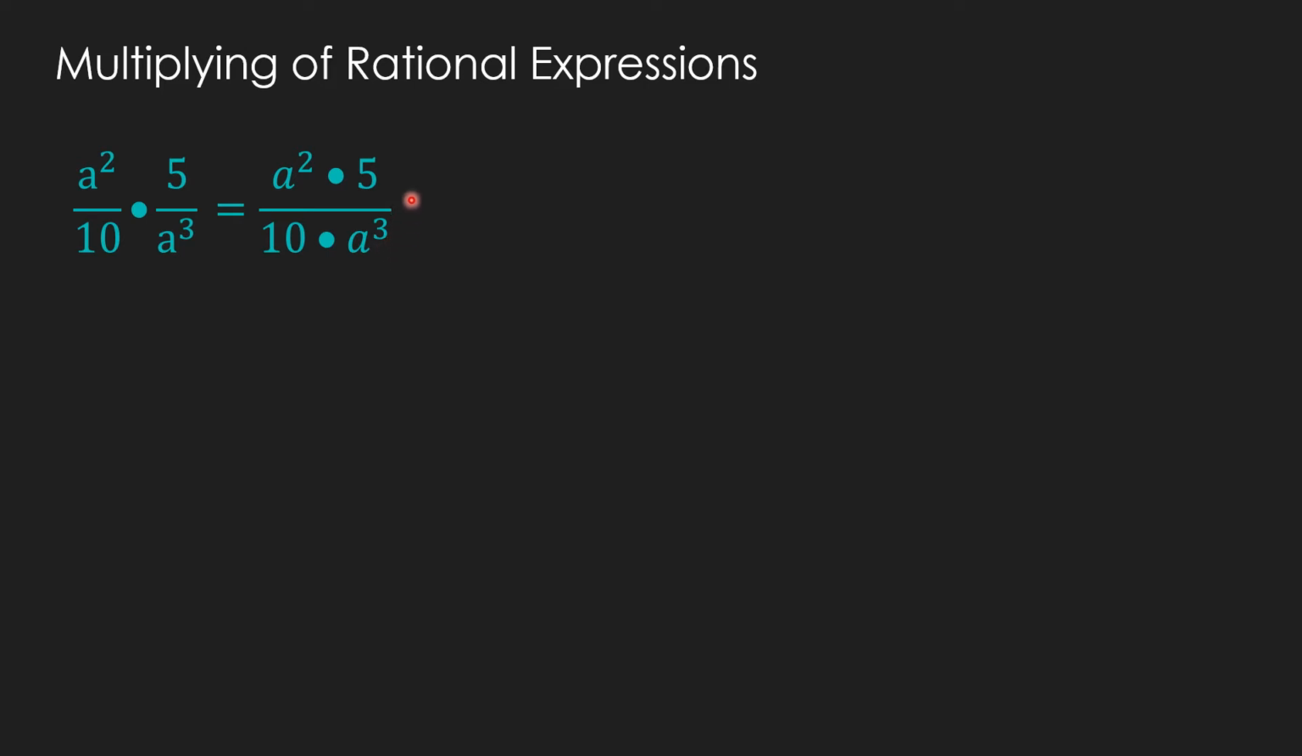Now, they cannot be interchanged, okay? Those on top stay on top, and those at the bottom always stay at the bottom. Now, after doing this, we will have to multiply them. So, we'll have to answer what is a squared times 5 and what is 10 times a cubed. And this will be like this already.